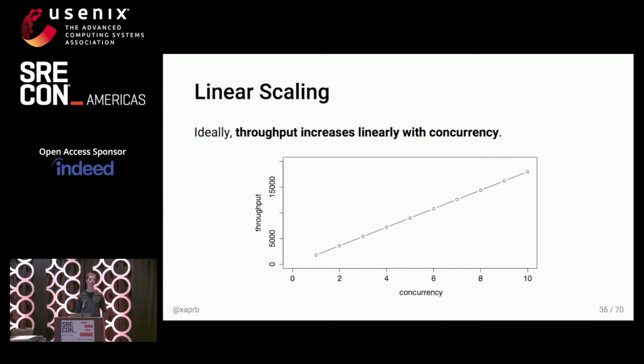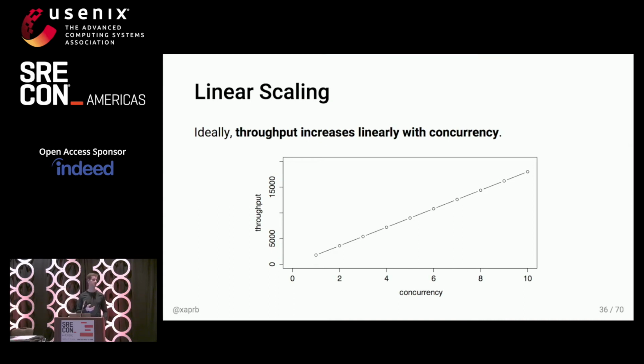So linear scaling literally is a straight line on a graph with concurrency on one axis and throughput on the other. And as I just said, concurrency is the independent variable, and throughput is a function of concurrency. So throughput goes on the y-axis, right? And ideally, we want that to be a straight line in our linear scaling system. That's the definition of linear scaling.